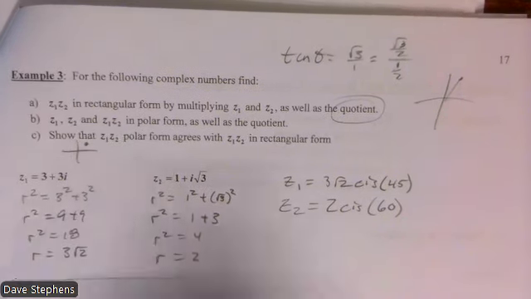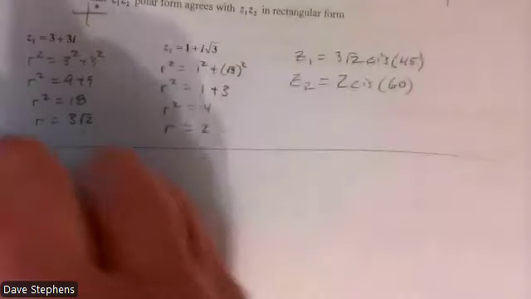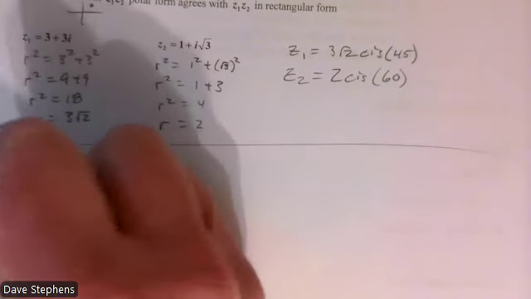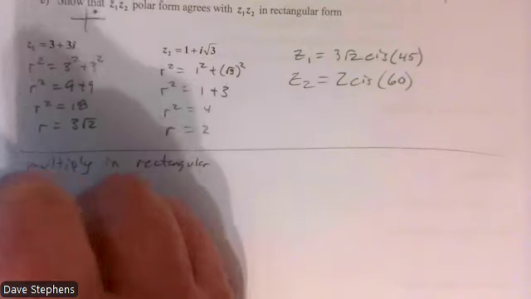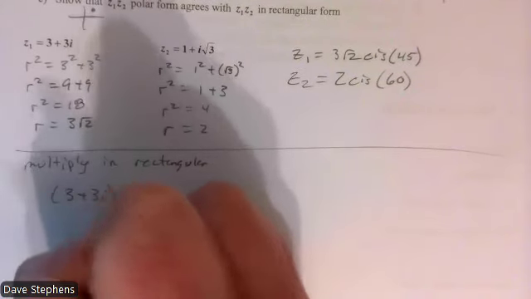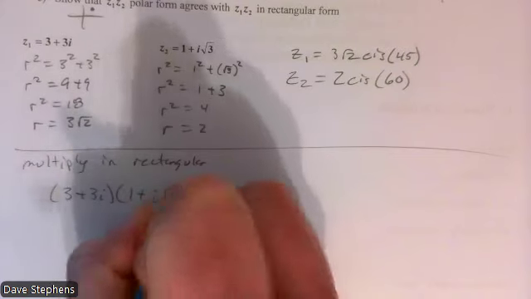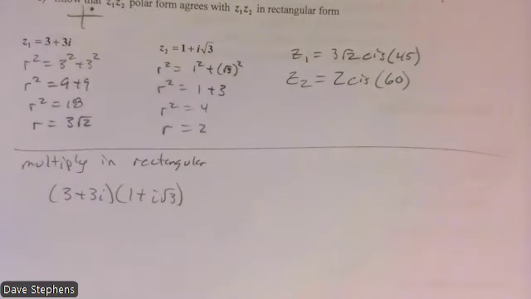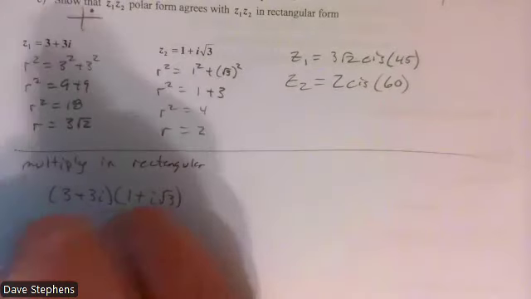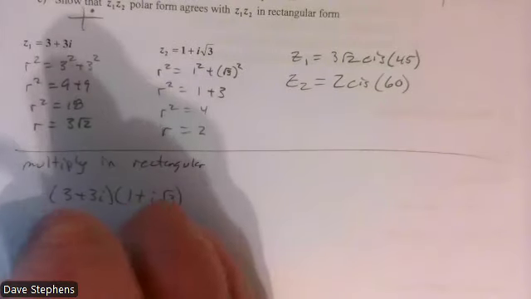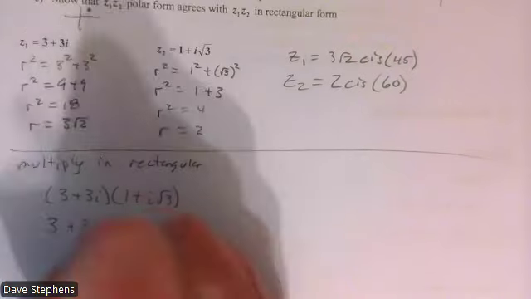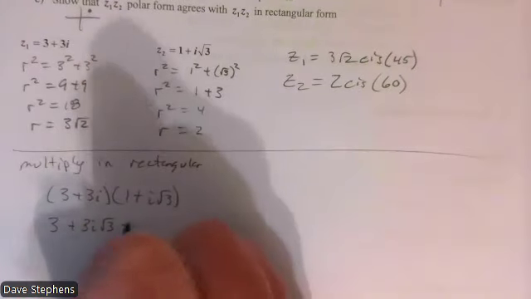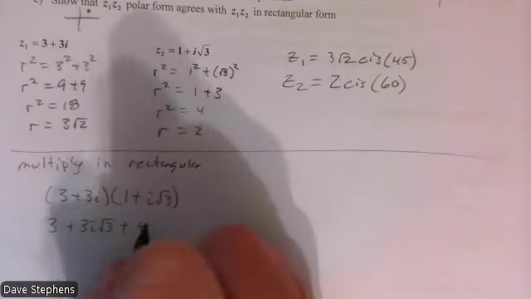Okay, so now we just have to multiply and divide in rectangular and polar. So we're going to start with multiplying in rectangular, meaning 3 plus 3i times 1 plus i root 3. Now, how do you think we're going to multiply that? Well, you're right. 3 times 1 is 3. 3 times i root 3 is a positive 3i root 3. Then 3i times 1, which is a positive 3i.